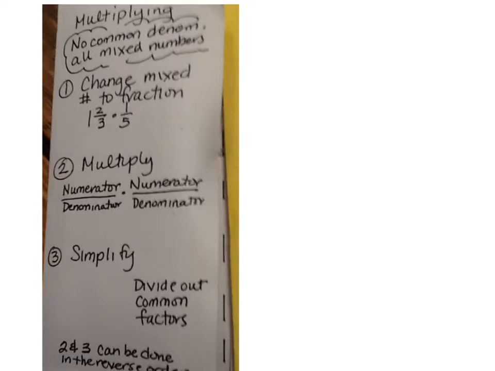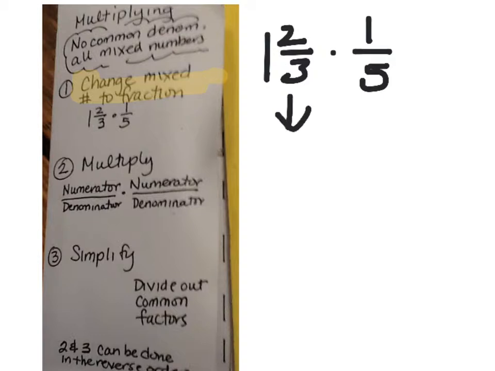You have real specific things that you need to do. Every time you have a multiplying or dividing, you need to change the mixed number to a fraction. It has to happen. So we're going to go ahead and do that first. So we have 1 2/3 times 1/5. First thing we need to do is change that 1 2/3 to a fraction. 3 times 1 is 3 plus 2 is 5/3 times 1/5.